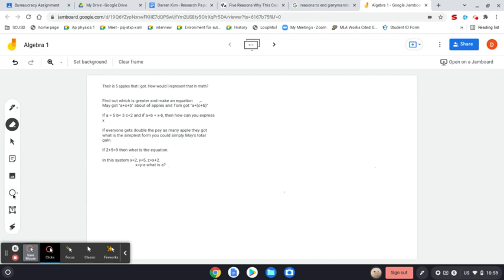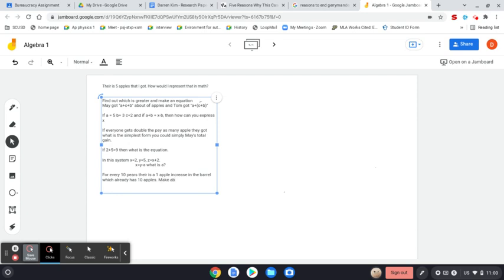Now we do want to make complicated equations now. So what I'll do is write, for every 10 pairs there is a, let me think, a 1 apple increase in the barrel, which already has 10 apples. Make an equation.